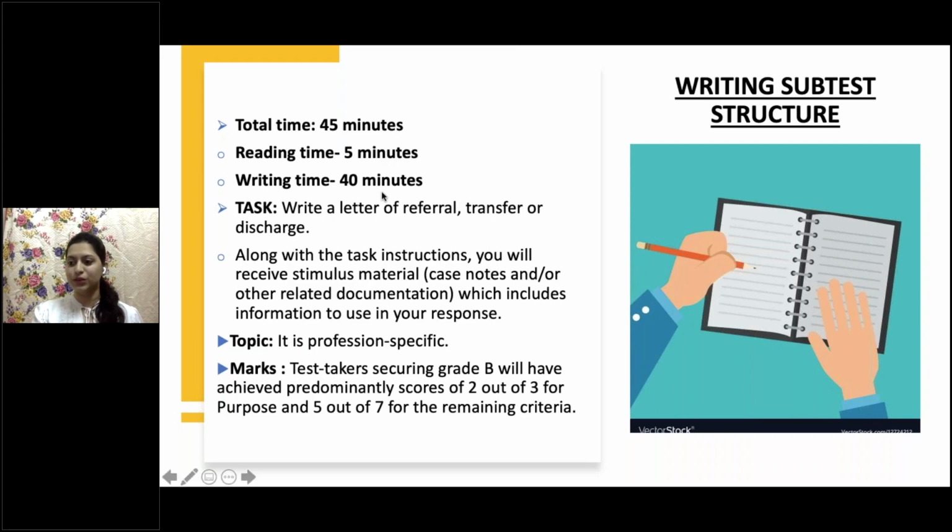And in your writing time, that is when you actually write the task. So you're supposed to write a letter of around 180 to 200 words in the writing test, in the answer booklet provided. So what is the task? So it's usually a letter of referral or transfer or discharge, depending on which profession you're taking it for. In medicine, it'll usually be a letter of referral. So along with the task instructions, you will receive stimulus materials like case notes or any other related documentation, which includes information that you can use in your response.